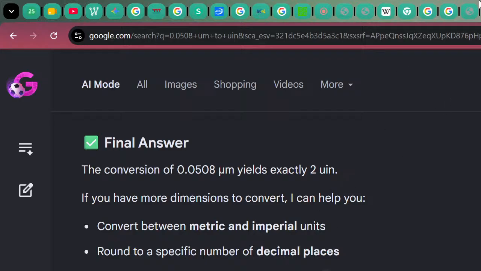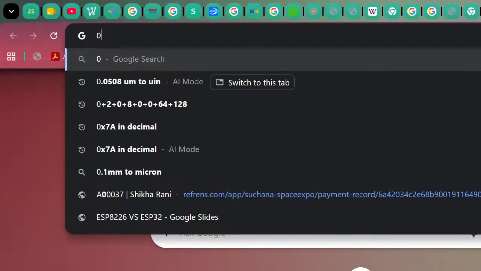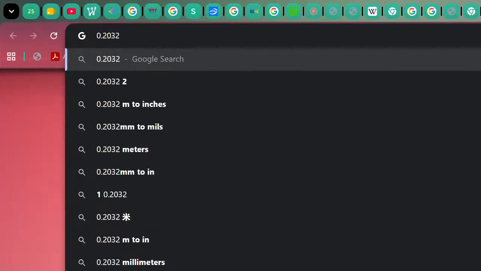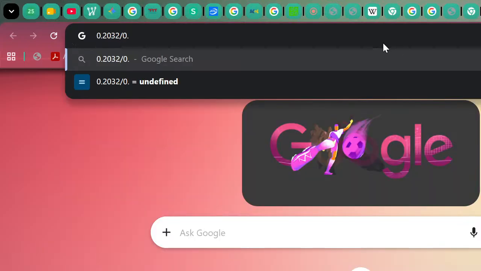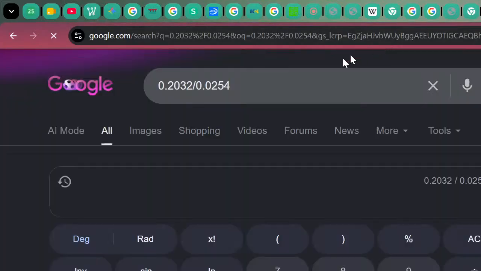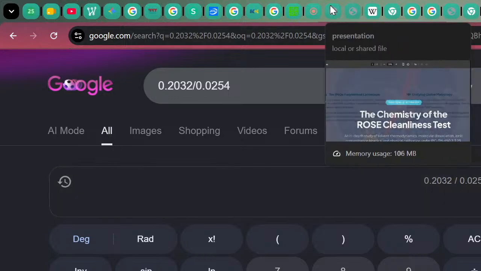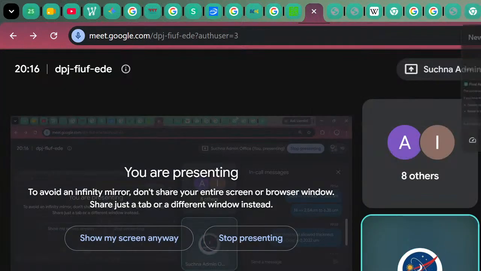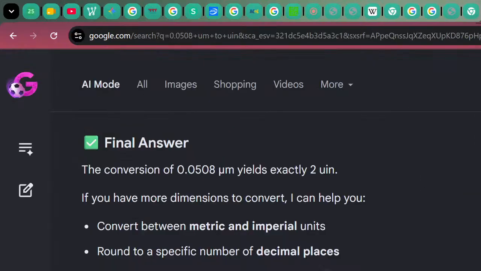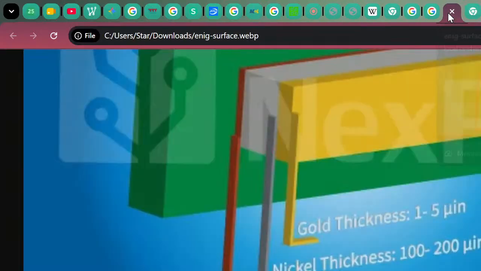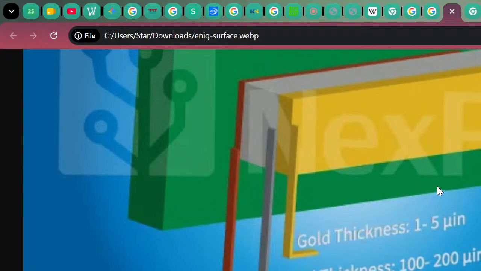0.2032. So now I'll do one thing. 0.2032 divided by 0.0254. So we are getting 8. So from this it can be something in between 2 to 8. That's the actual value according to the specification, 2 to 8 micro inches.